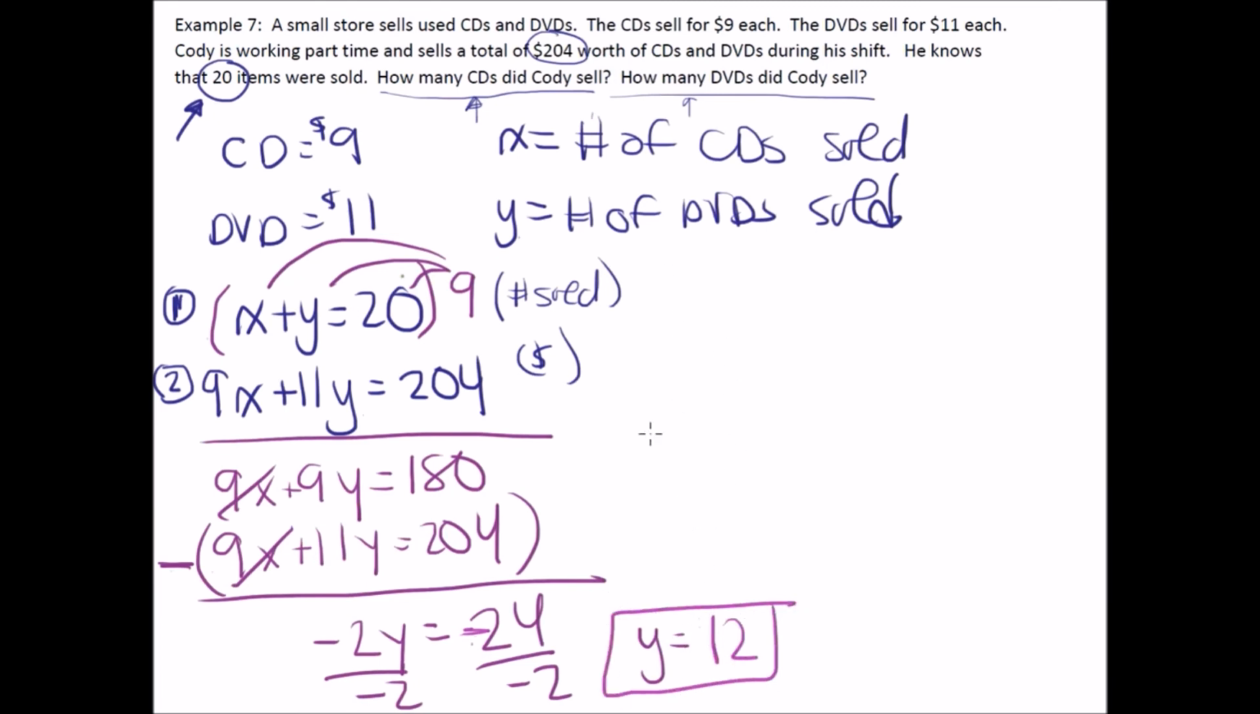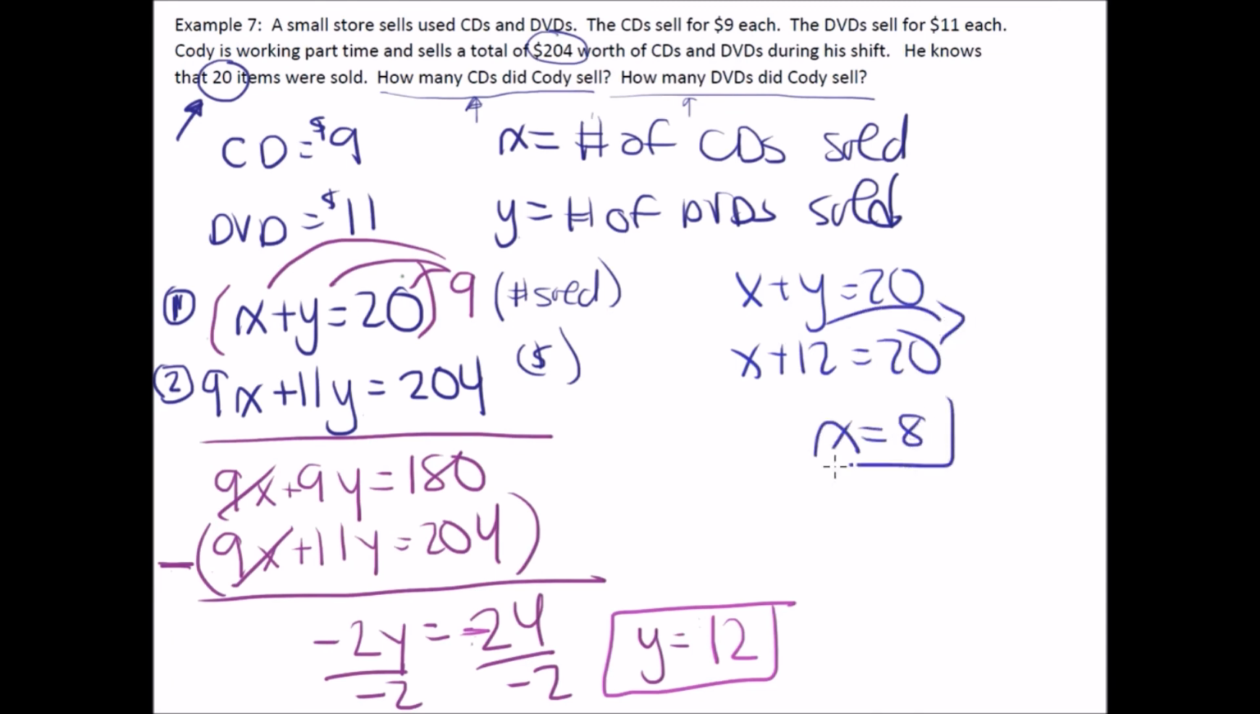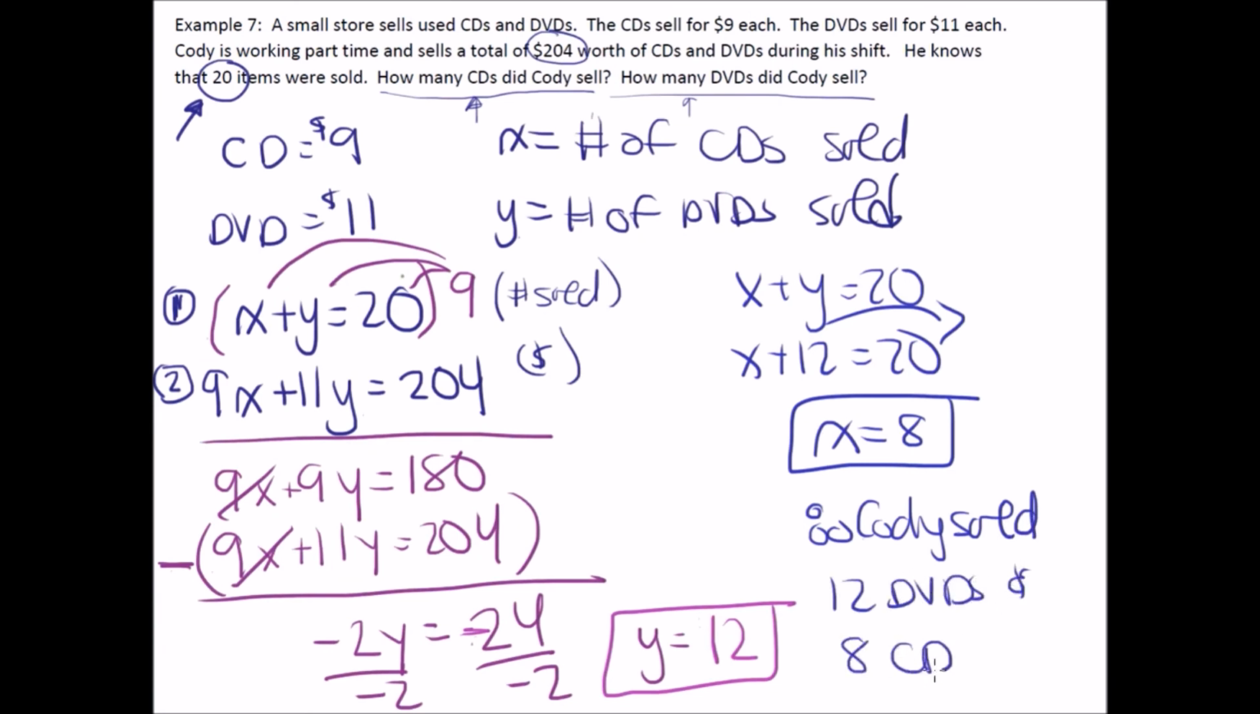Okay, so in total, Cody sold 12 DVDs. Then simply x + y = 20. So if we know that he sold 12 DVDs, we know that he sold 8 CDs. And we can say, therefore, Cody sold 12 DVDs and 8 CDs. And if ever on a test or an assignment you want to check if this is correct, all you want to do is sub it into both equations, 8, 12.